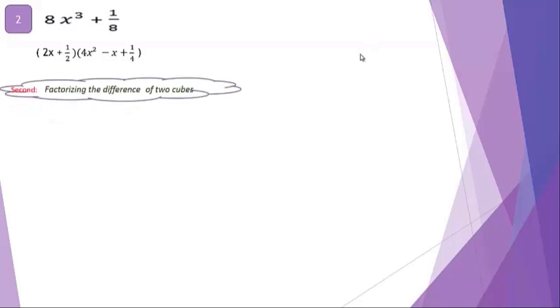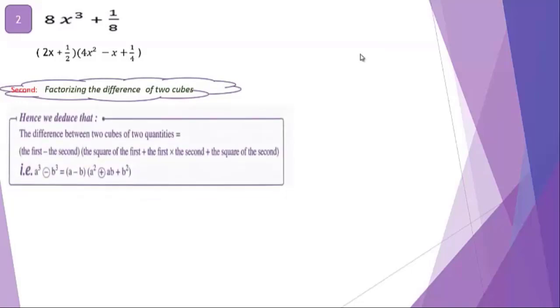After that, we're talking about factorizing the difference of two cubes. In two brackets, one of them is small and one of them is big. And in the small bracket, we open the cubic root.